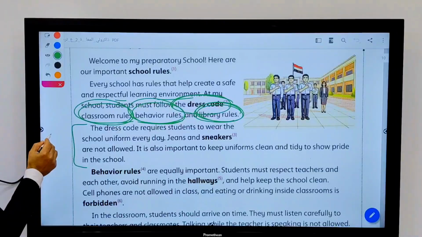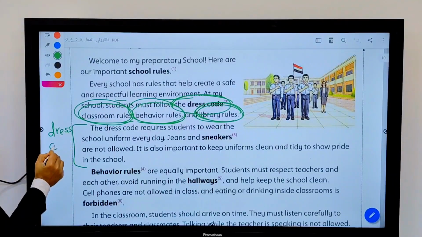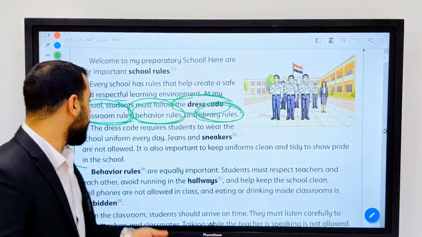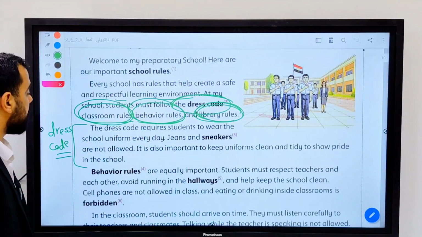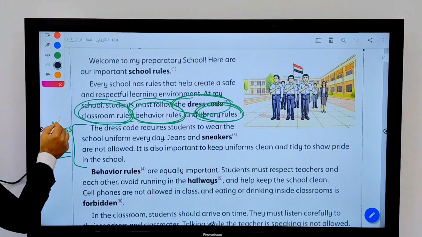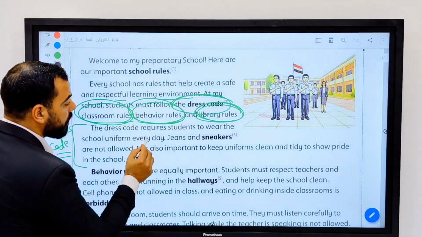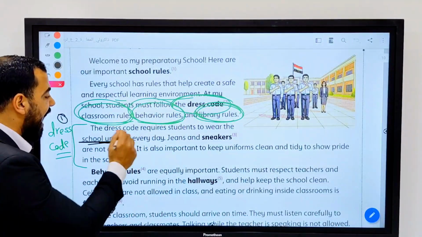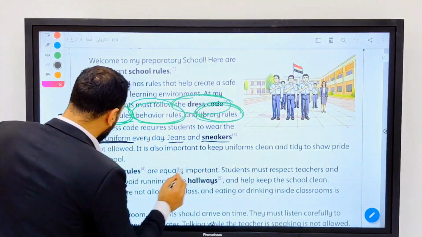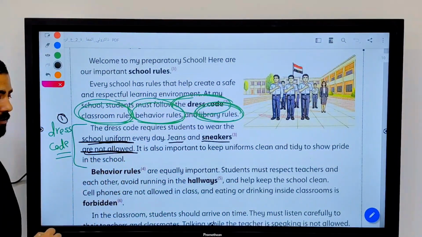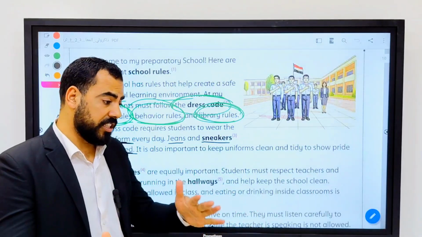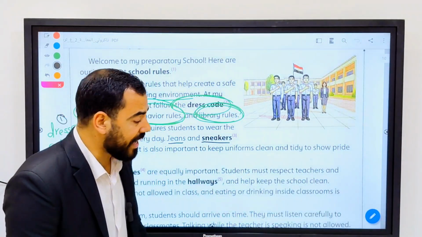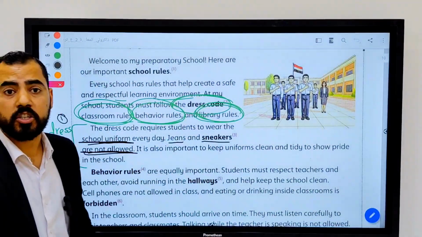This is number one, the dress code. So he will talk about the dress code in detail. The dress code requires students, so this is number one in the body paragraph. The dress code requires the students to wear the school uniform everywhere. This is the first part in the dress code. Jeans and sneakers are not allowed. It differs from one school to another, but jeans and sneakers, the sports shoes and jeans, are not allowed in some schools.